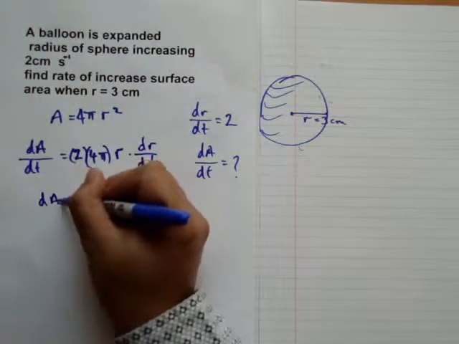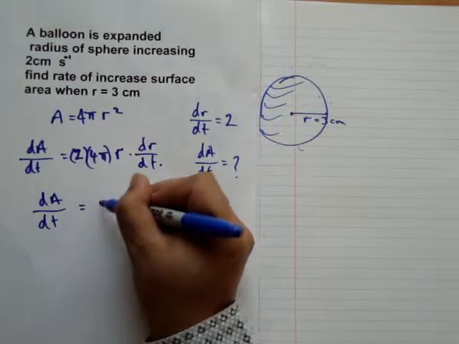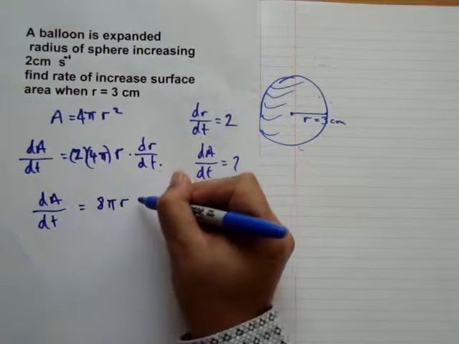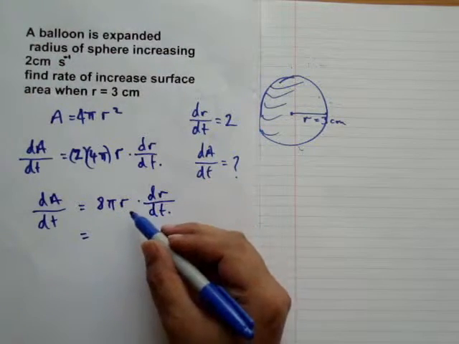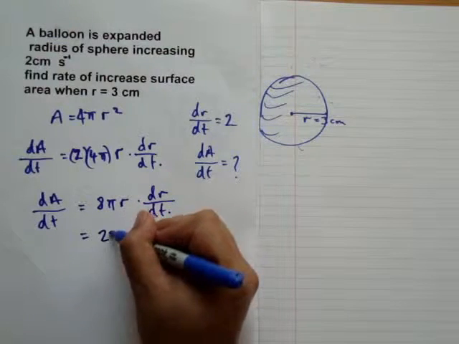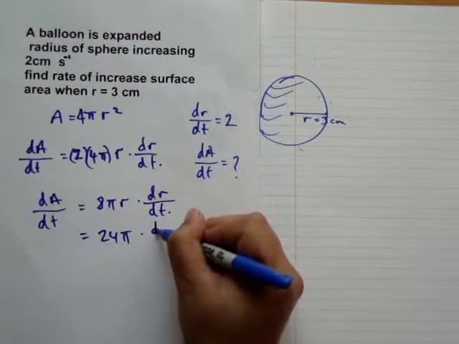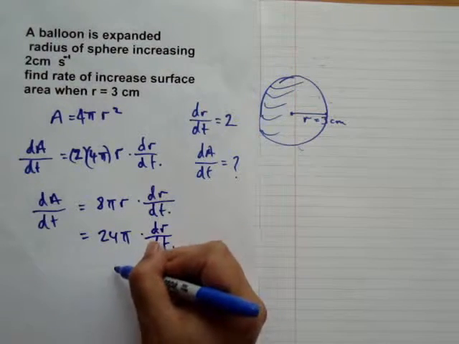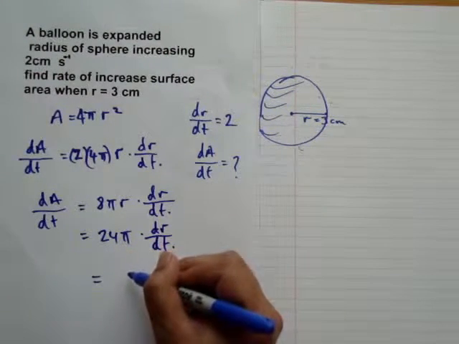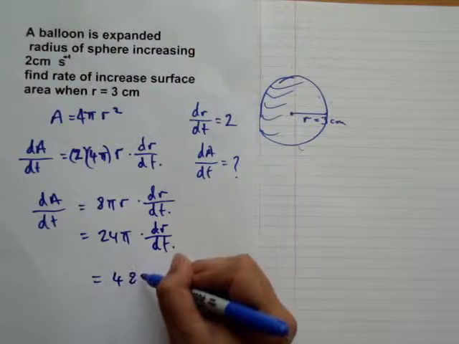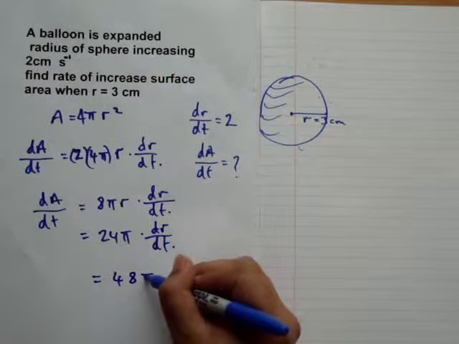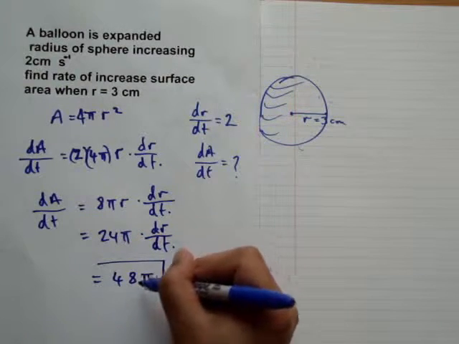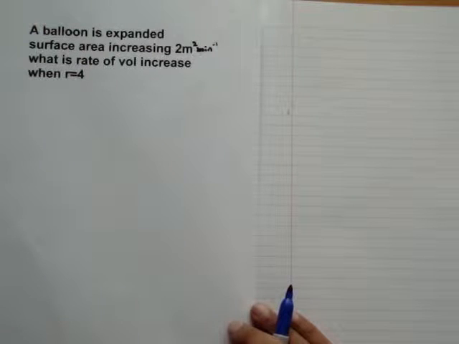Rearranging, we have 8 pi r dr by dt. R is 3 times 8, 24 pi dr by dt, and that equals 48 pi. Again, the surface area is increasing at a rate of 2 meters squared per minute.